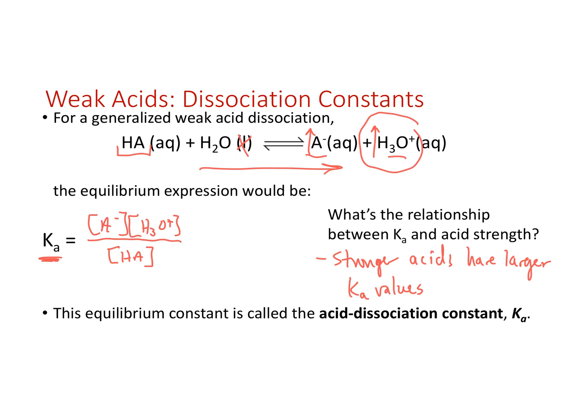So if I have a higher concentration of products, these numbers are going to get larger, at the expense of my reactants. So a smaller concentration of my reactants. So large numerator, small denominator, a large value of Ka. So the stronger the acid, the larger the value of Ka. The weaker the acid, the smaller the value of Ka, because that means I'm going to have a smaller concentration of products at equilibrium and a larger concentration of reactants.